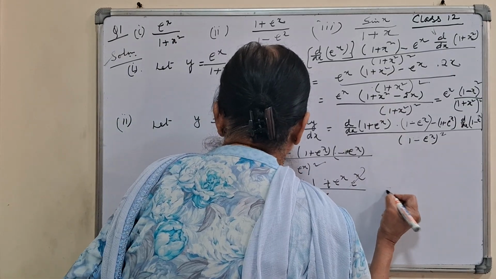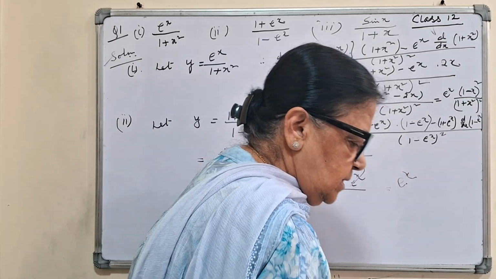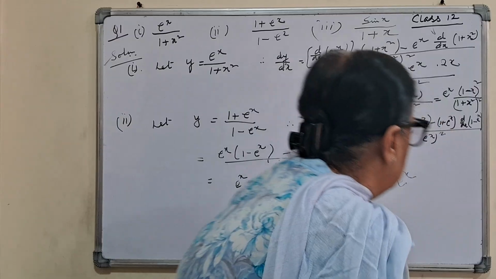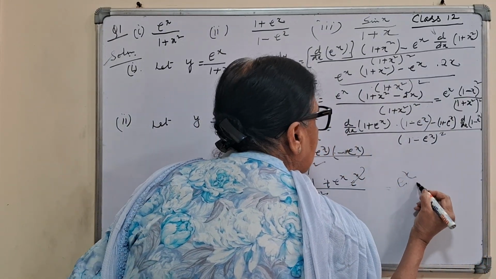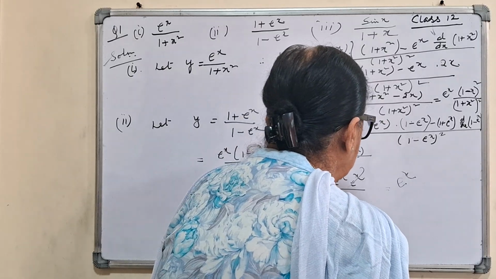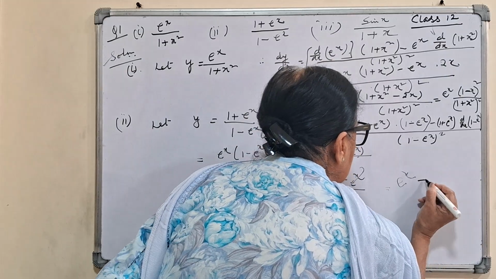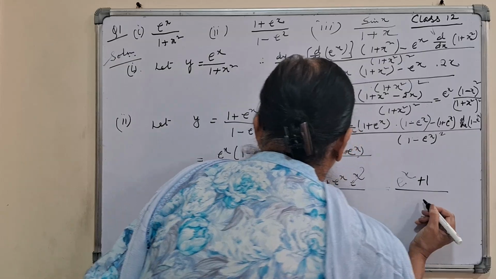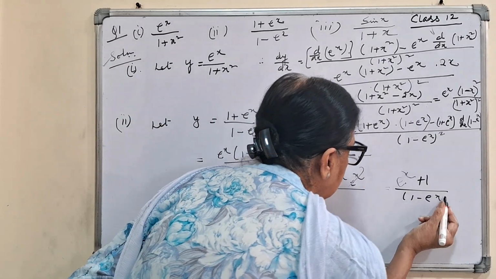So I will cancel it. Then it will be e raised to the power x plus 1 plus e raised to the power x plus 1, that is 2 e raised to the power x, divided by (1 minus e raised to the power x) whole square.